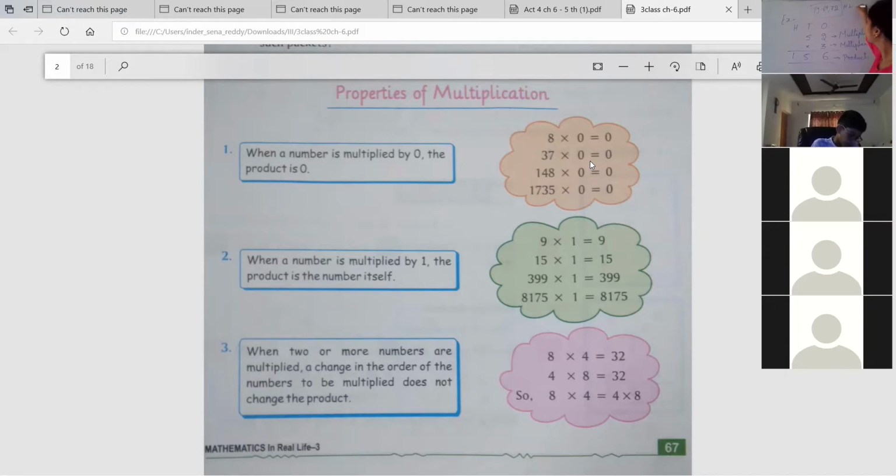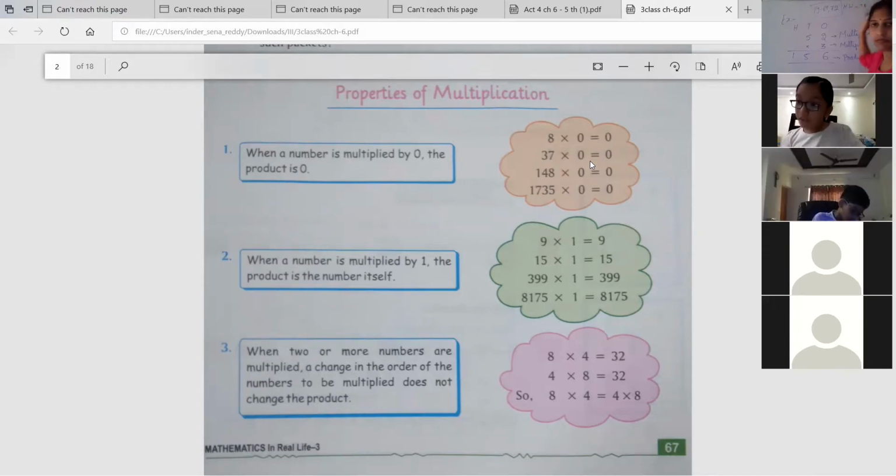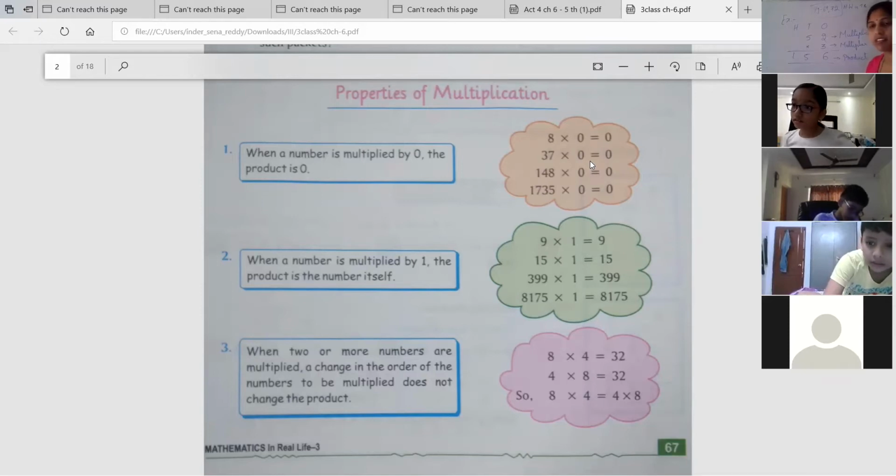I finished the first property. Ma'am, we should write this in CW. For the example, we have to leave space. Yes. Ma'am, we should write this in the notebook? Yes, you have to write it.